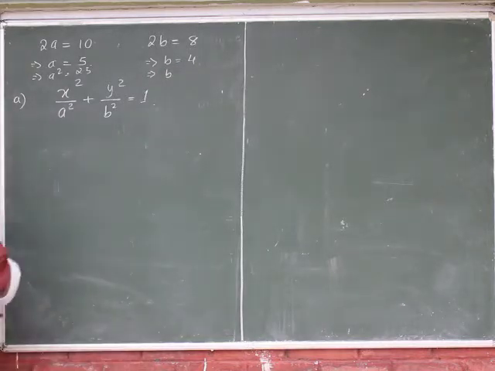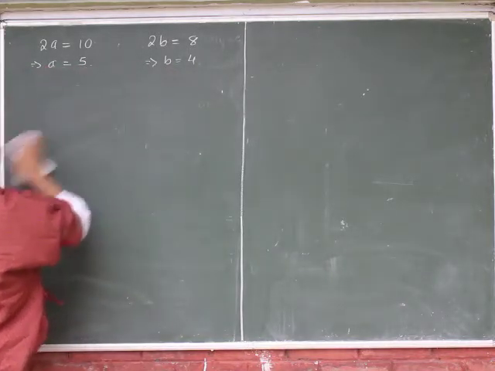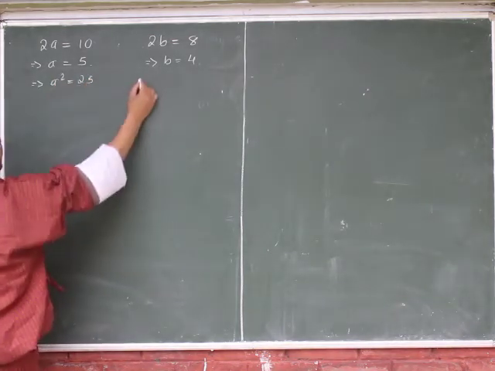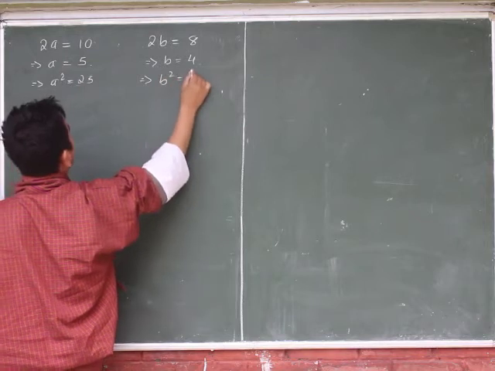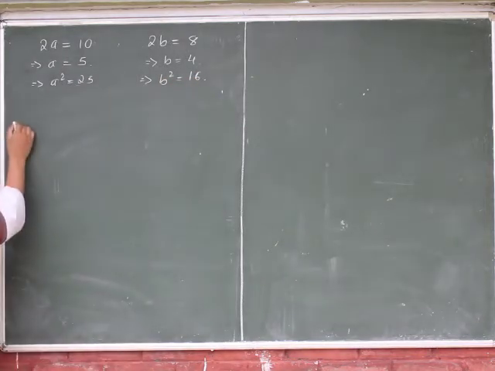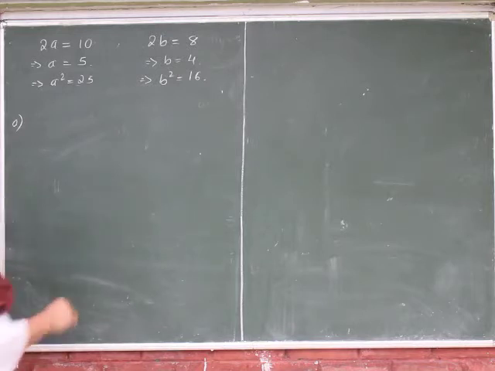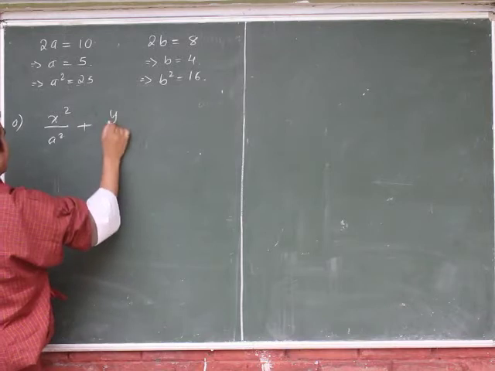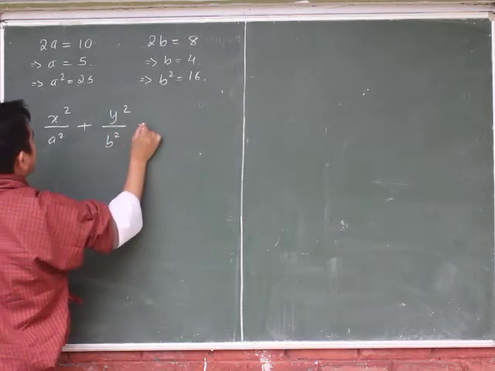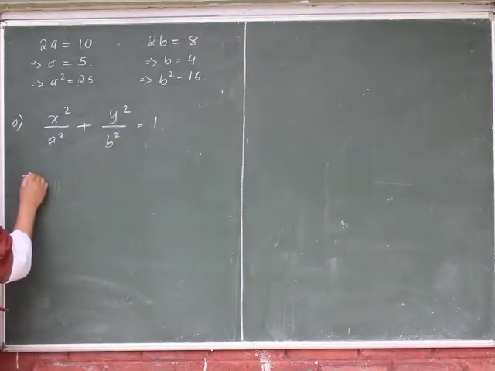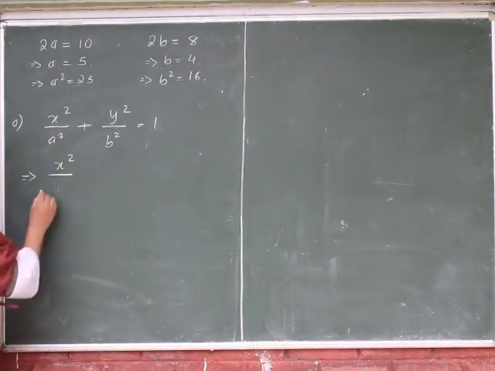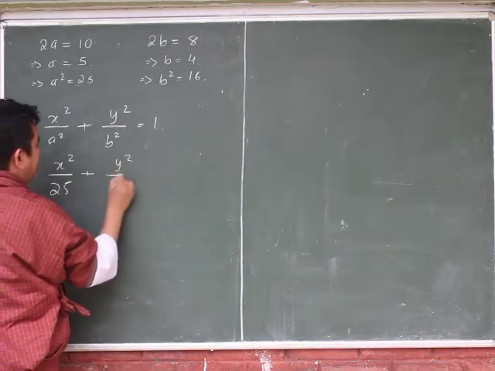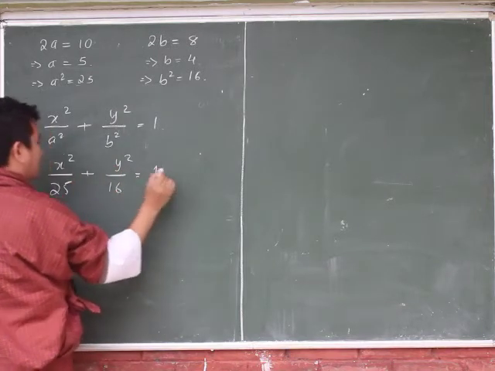From here what's the b square value? b square is equal to 16. So the equation for number A, major axis along the axis of x, is x square by a square plus y square by b square equal to 1. That implies x square by 25 plus y square by 16 is equivalent to 1.